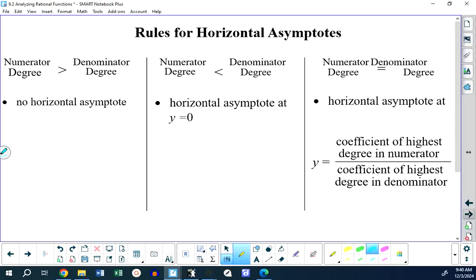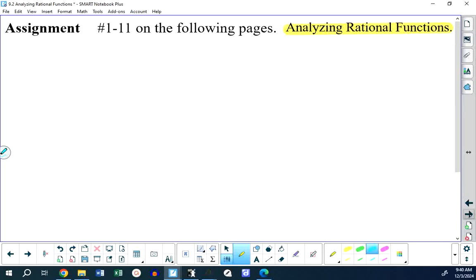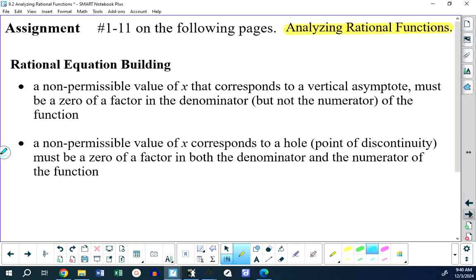I'm not going to go through it again. If you turn the page, you can see what your assignment is. And I put this review here.